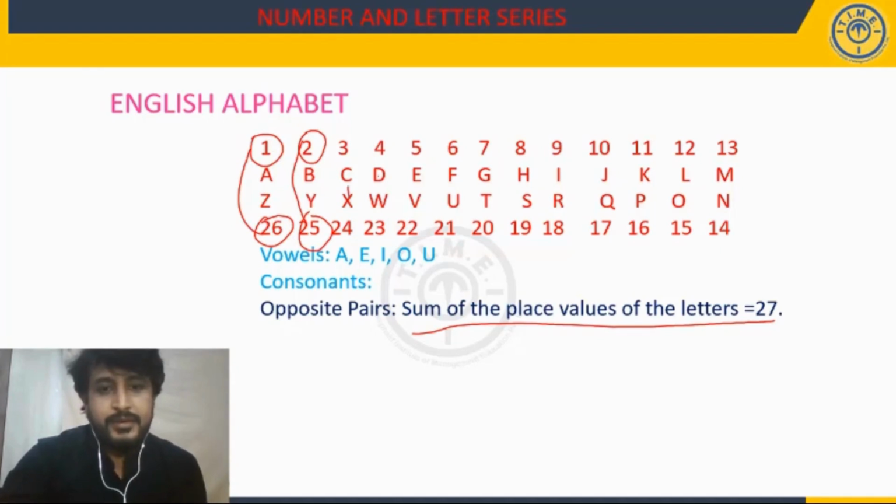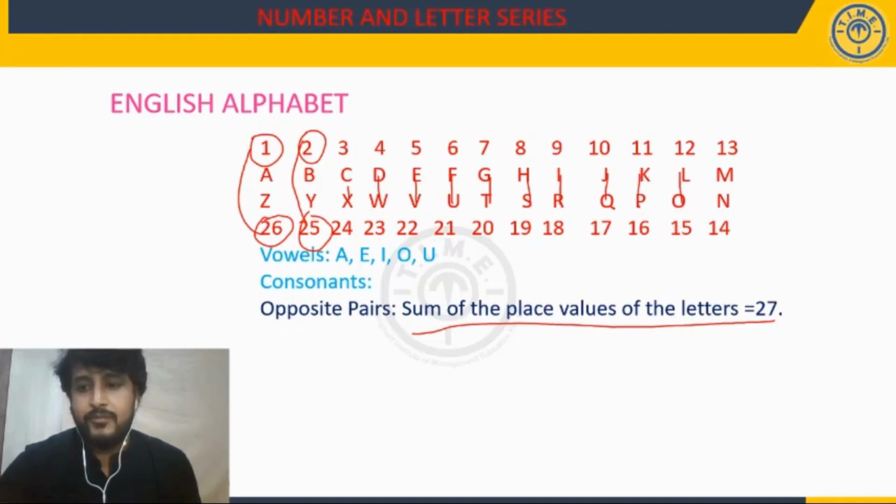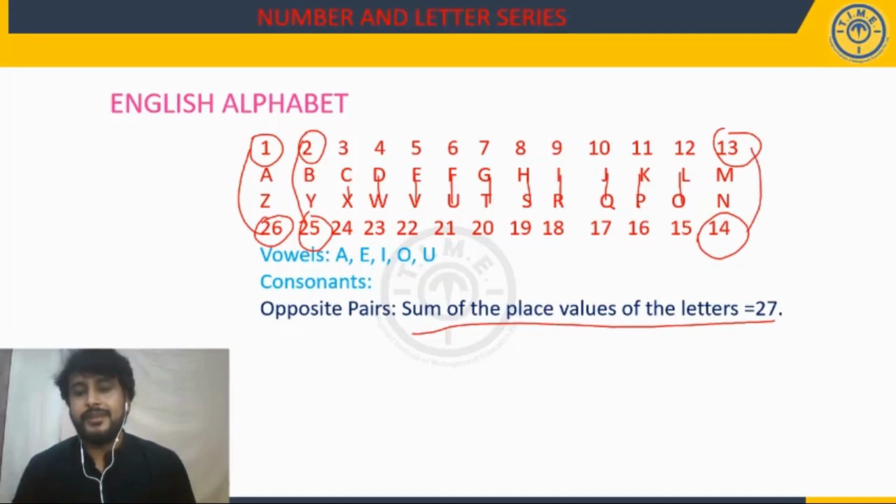Similarly, CX, DW, EV, FU, GT, HS, IR, JQ, KP, LO, M place value is 13, N place value is 14. So 13 plus 14, 27. So the sum of the place values of the letters will equal 27 and these pairs will be considered as opposite pairs. So that's why I told you to write A to M and below M is N and N to Z, so that we can recognize that and we can give one pattern.